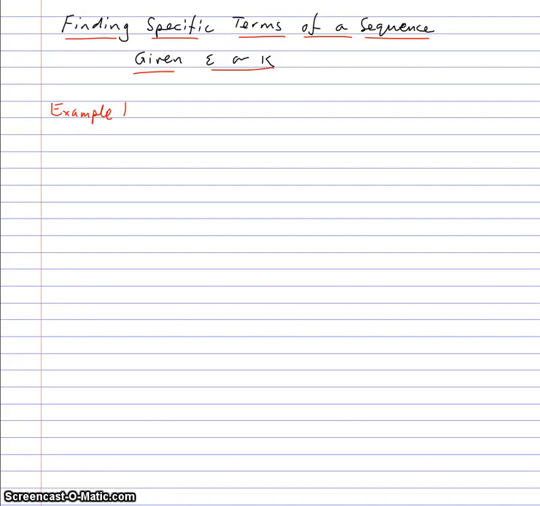Okay, what we're looking at now is being able to find a specific term, or the specific number of terms, that it takes for a sequence to be either less than a particular value of epsilon or greater than a particular value of kappa. So we're going to look at a couple of examples in that.